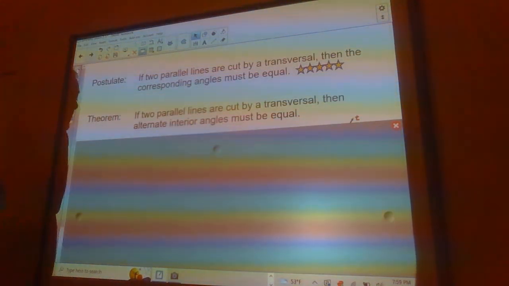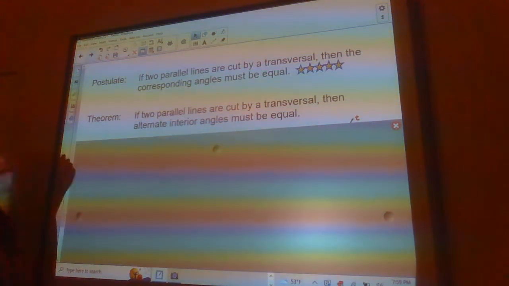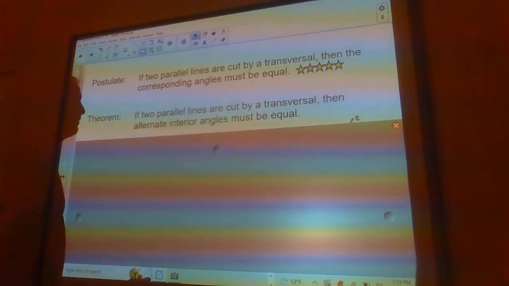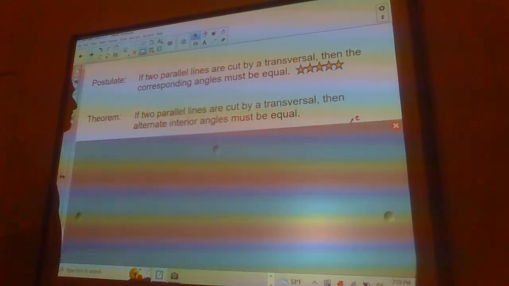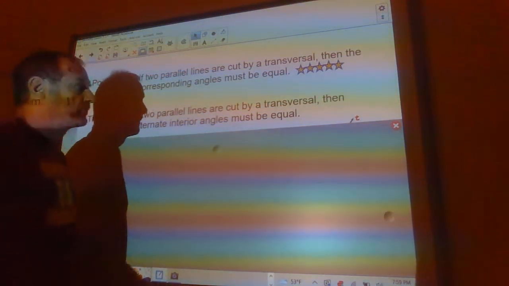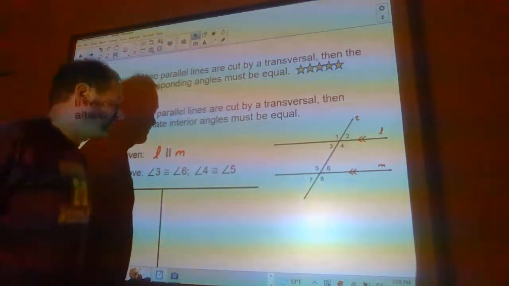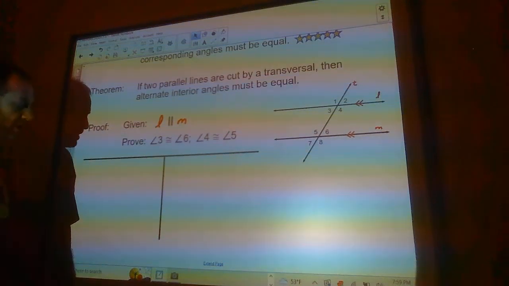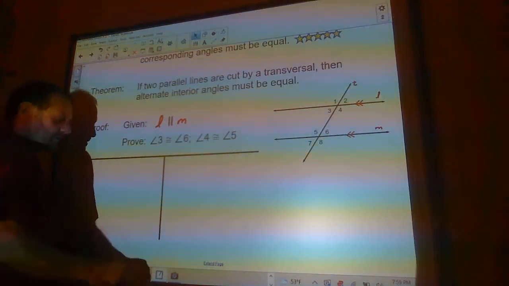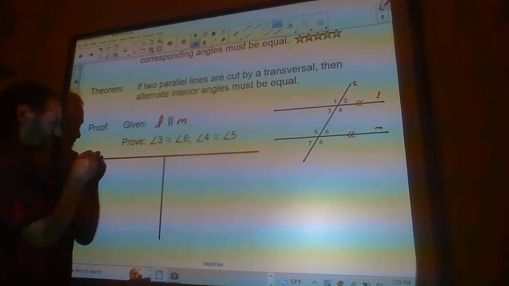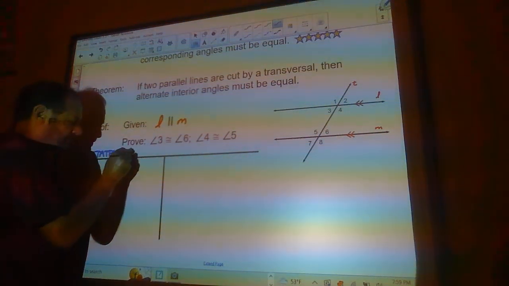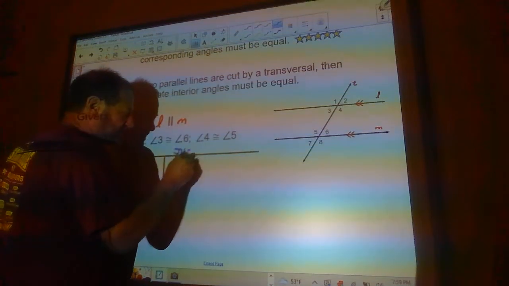Theorem. If 2 parallel lines are cut by a transversal, then the alternate interior angles must be equal. Okay, so since this is a theorem, we have to prove this. So we have our 2-column proof here. Remember it's called a 2-column proof because it's got 2 columns. This one is for statements over here. This one is for the justifications over here.